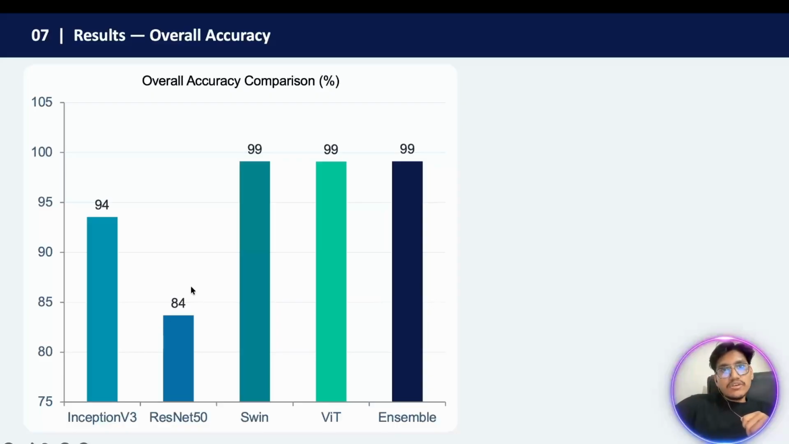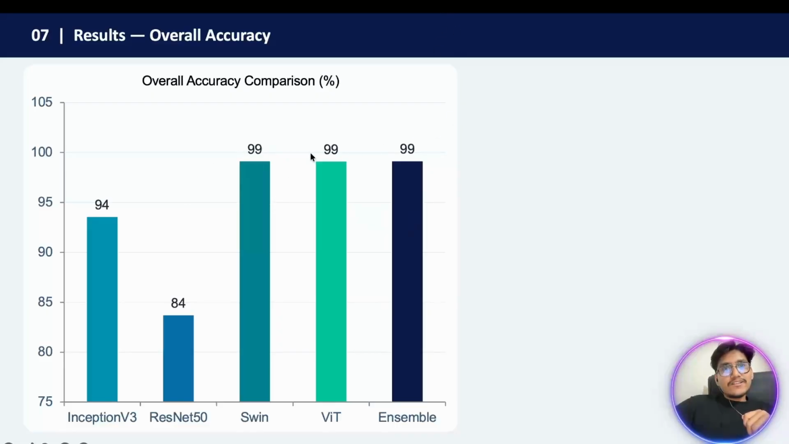83.69%, the lowest of all 5 models. Despite being a very well-known architecture, it struggled most with the visual similarity and underrepresented classes. And then Swin transformer achieved 99.10%, excellent performance. And then Vision transformer, or ViT, achieved 99.08%, almost identical to Swin and clearly in a completely different league from the CNN models. And the hybrid ensemble achieved 99.12%, the highest of all.